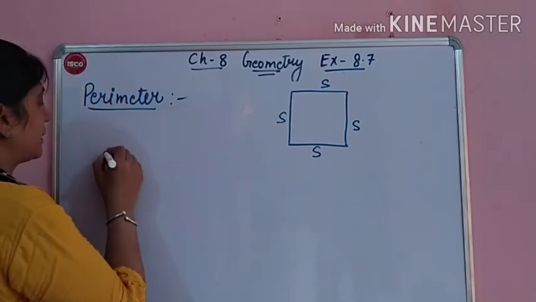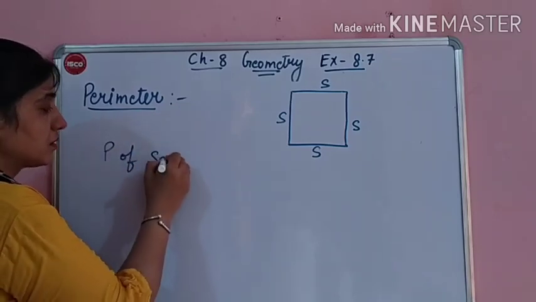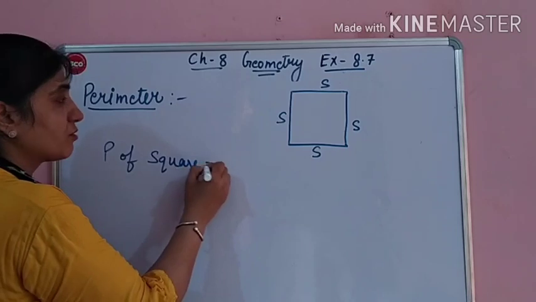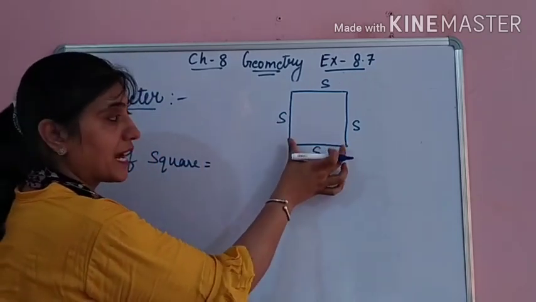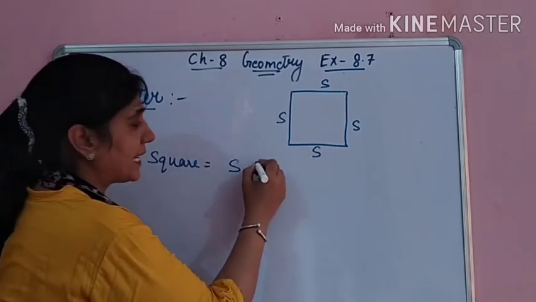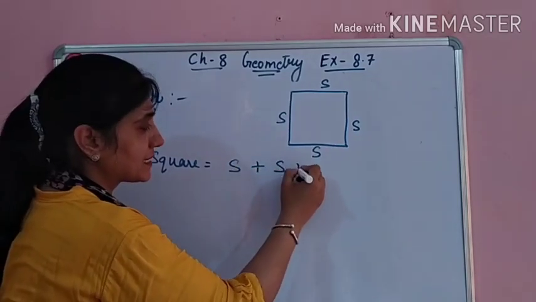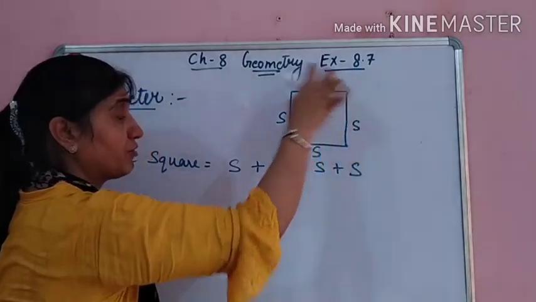See, perimeter. Now perimeter of sphere. P means perimeter. Perimeter of sphere. Suppose the length of this side, this line segment, is S. S plus S plus S plus S. 1, 2, 3, 4.